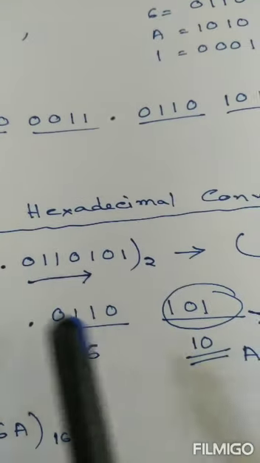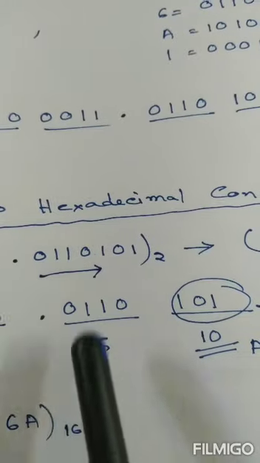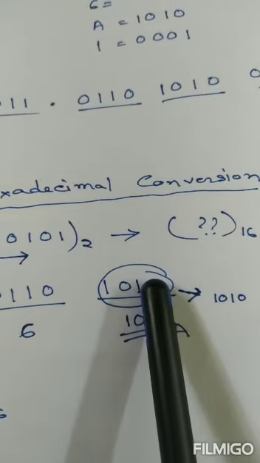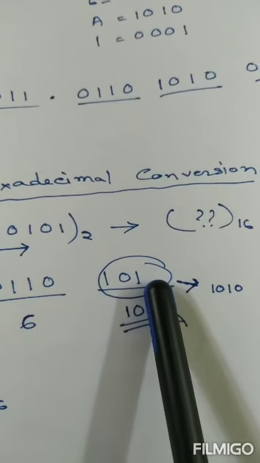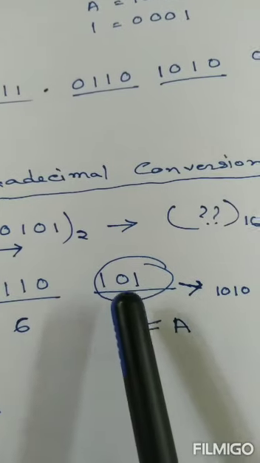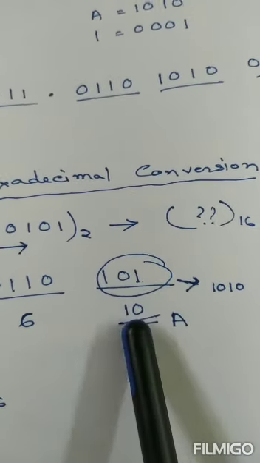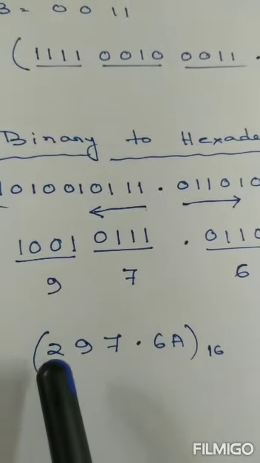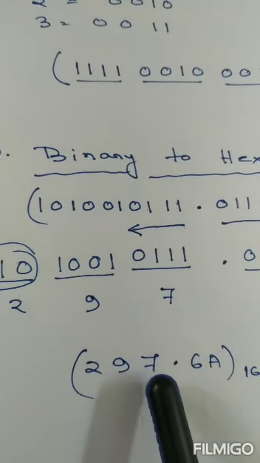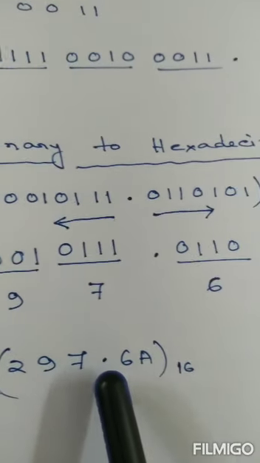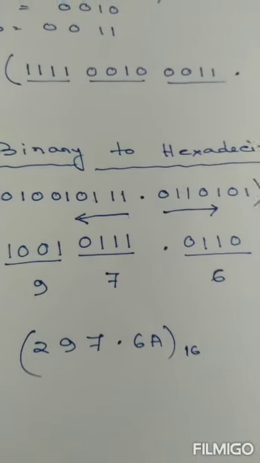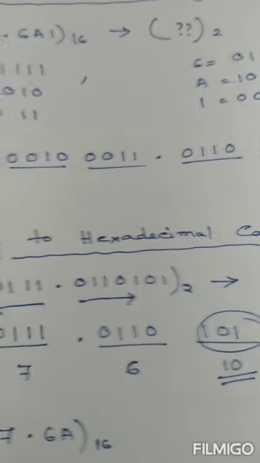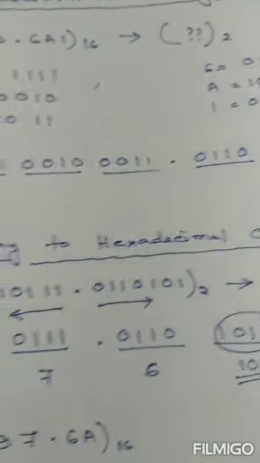For the fraction part, 0110, that is 6. Then 101. You can add 0 in this position to make it 4 bits. So 1010, it represents 10. Basically 10 means A for hexadecimal. So the actual number is 794. This is the integer part, 0.6A. This is the fraction part. So this is the final value of hexadecimal for this binary number.